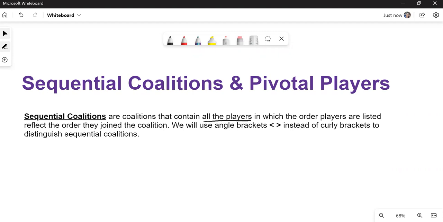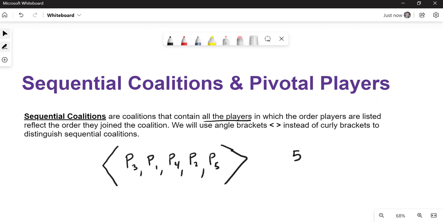We will use angle brackets instead of curly brackets to distinguish sequential coalitions. So in the previous module, we used curly brackets to talk about different sizes. In this one, we're going to use these angle brackets. So if I put something like P3, P1, P4, P2, P5, that would indicate that there is a 5-player weighted voting system, because you always list all of the players. That's key to notice here. And it would mean that P3 joined this coalition first, and then P1 was next, and P4 was next, P2 was next, and P5 joined the coalition lastly.